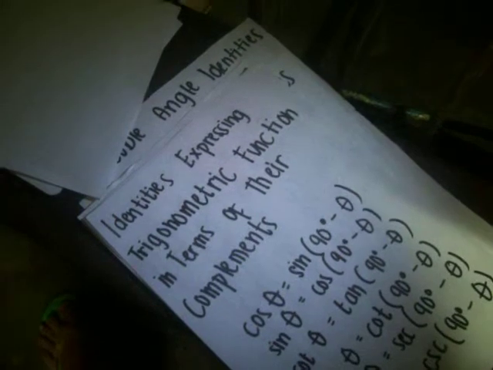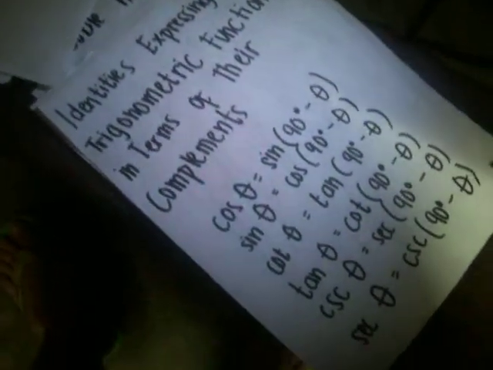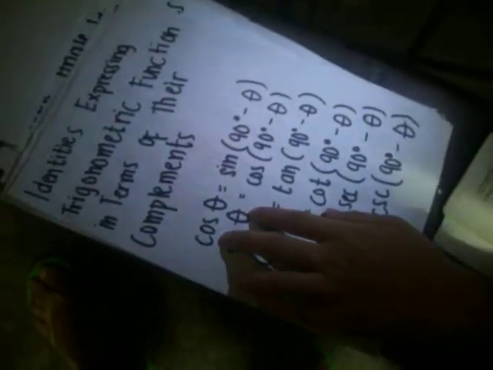The next is identities expressing trigonometric functions in terms of their complements. You will notice in this identity that a certain trigonometric function is equal to its cofunction evaluated at the complementary angle. The first one is cosine theta is equivalent to sine of 90 degrees minus theta.